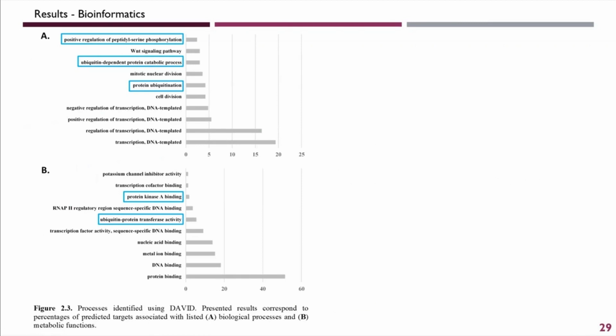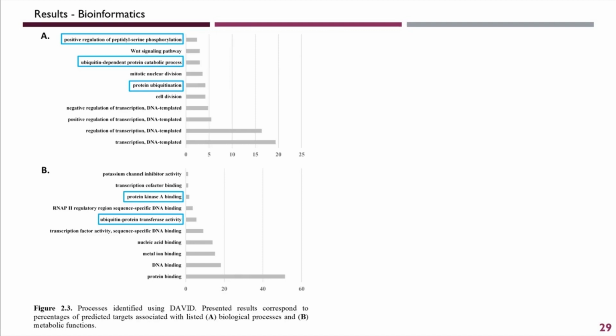As we can see in figure A, this is what biological processes are affected. And in B, we have the metabolic functions that are affected. What I have highlighted in blue here are processes that seem to match up and be similar together. We can see that for a good percentage of the microRNA targets, from 20 all the way up to as much as 40%, and obviously going downwards, protein ubiquitination, positive regulation of phosphorylation, and protein kinase activity seem to all be heavily affected by the microRNAs that were identified as deregulated.